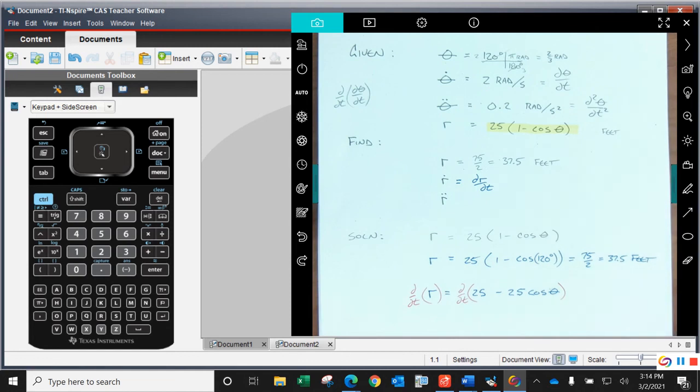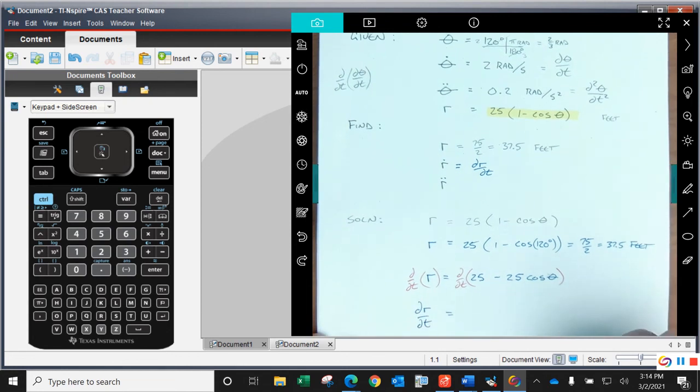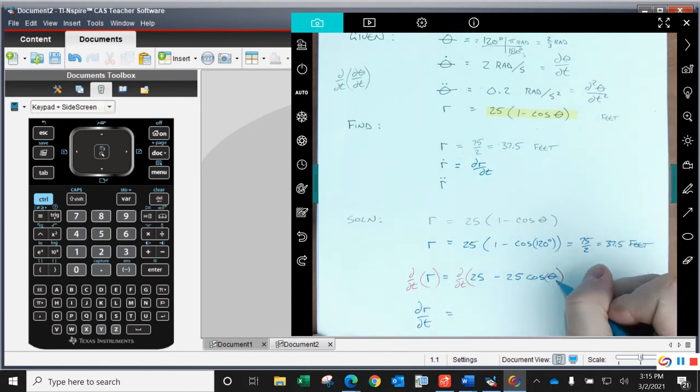Now as we differentiate this left side, we do have the derivative of r with respect to t. As we differentiate the other side, the derivative of 25 with respect to t is 0. And now I'll find this negative 25 times the derivative of cosine of theta. Now what you'll notice is this is our chain rule right here. So we'll find what our derivative is going to equal.